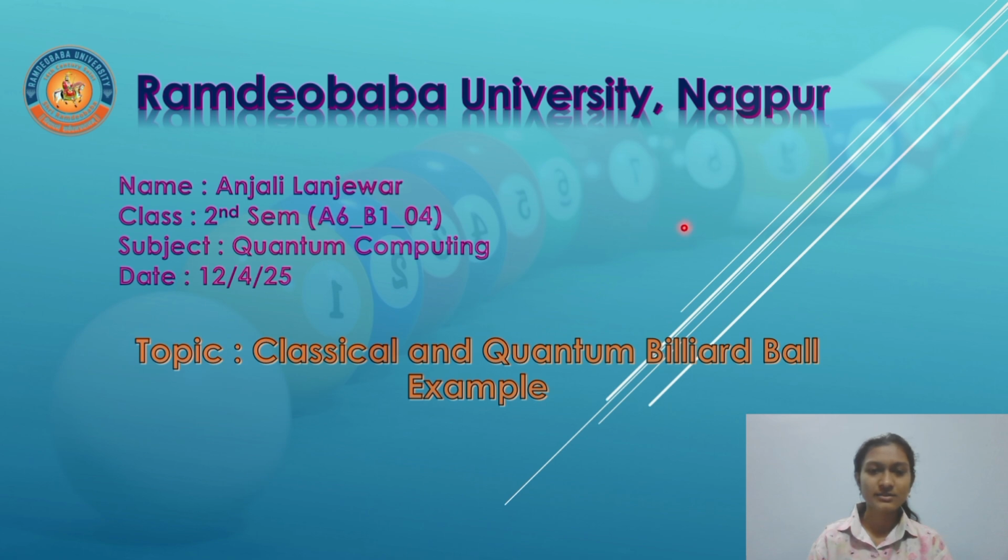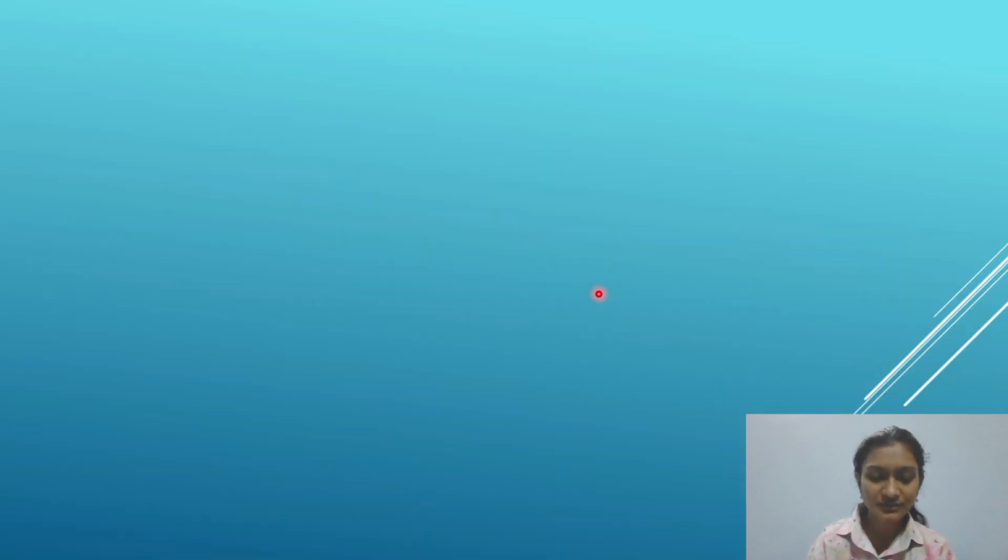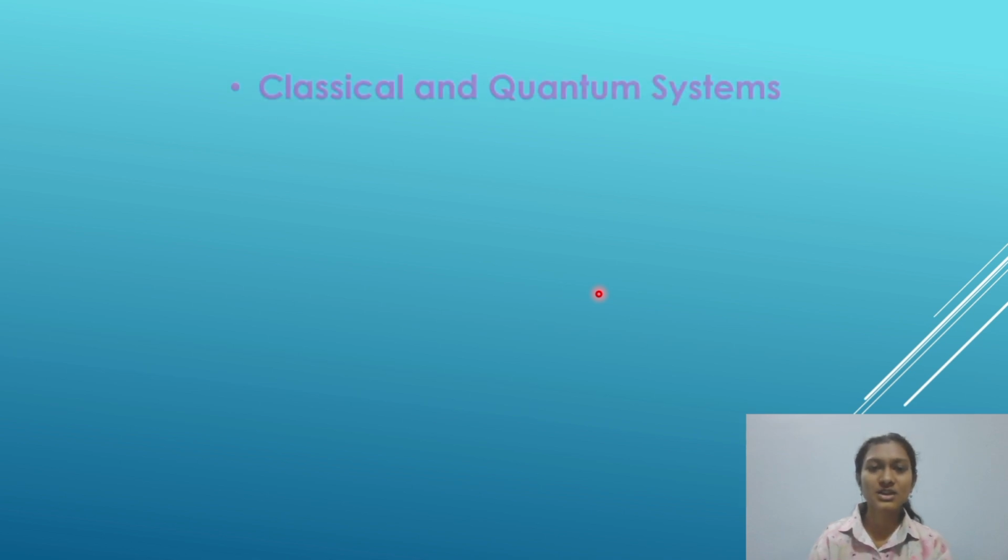Let us discuss the example of the classical and quantum billiard ball. At last, we'll also take a glance at the comparison between them. Let's get started. Before that, we must know some basics, that is, classical and quantum systems.